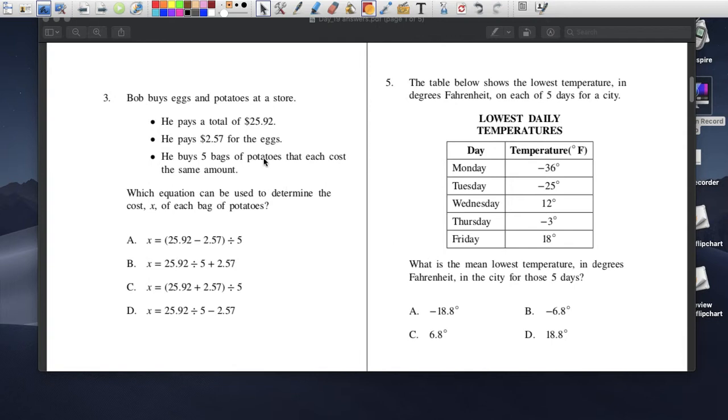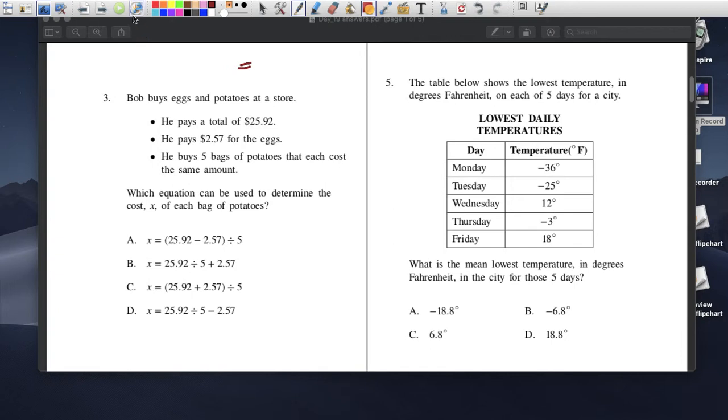Number whichever. Bob buys eggs and potatoes at a store. He pays a total of $25.92. He pays $2.57 for the eggs. He buys 5 bags of potatoes that each cost the same amount. Write an equation with x that can be used to determine the cost of each bag of potatoes. So I know this much. So let me say, if I word this, I would write it this way.